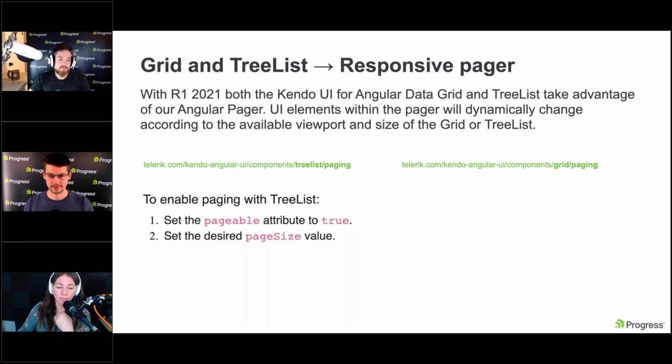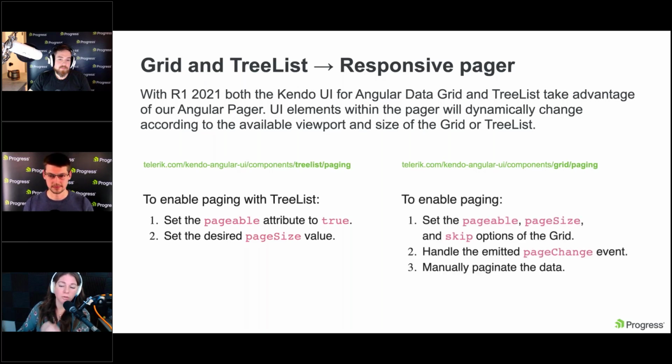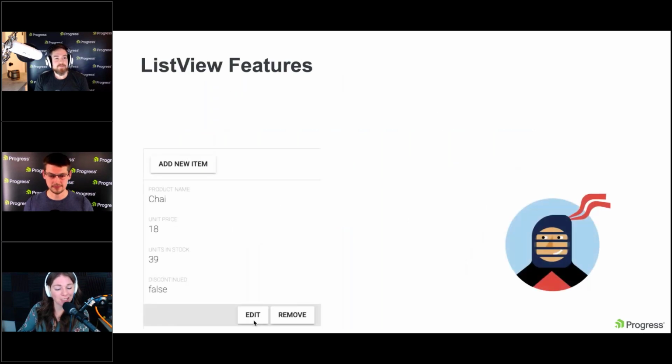But to enable the pager on either one, super simple, right? Setting pageable attributes to true, setting a default page size value, and maybe even handling a page change event. But check out our docs. They give you really detailed info on how to use the responsive pager. But if you ever used it on any of our other components, it's going to be the same flow of how to enable it and how to customize it. So check it out. Excited about the grid and tree list getting those upgrades.